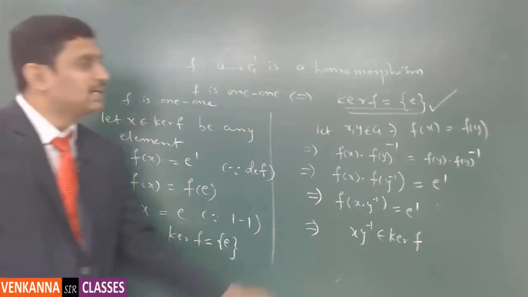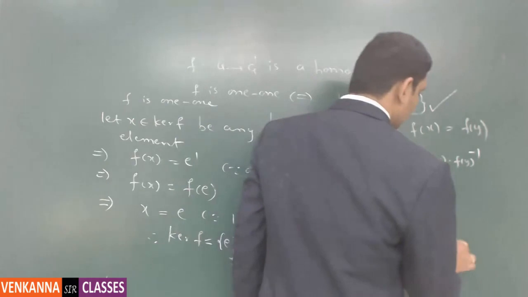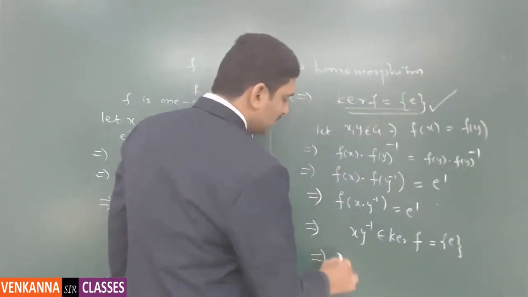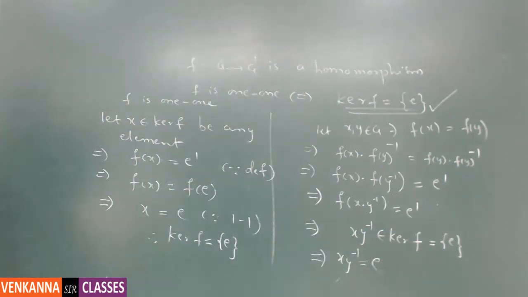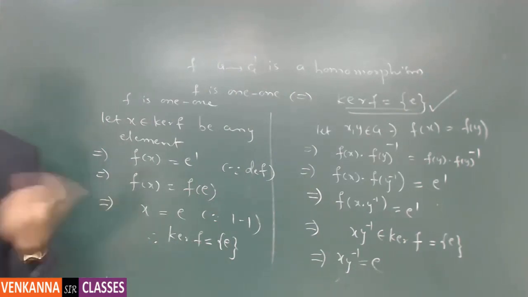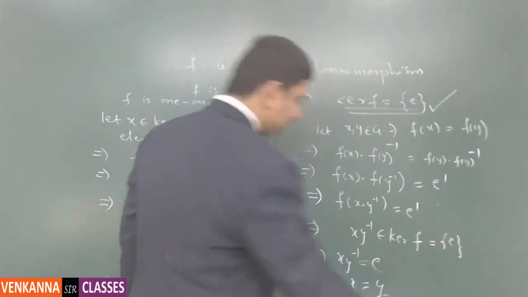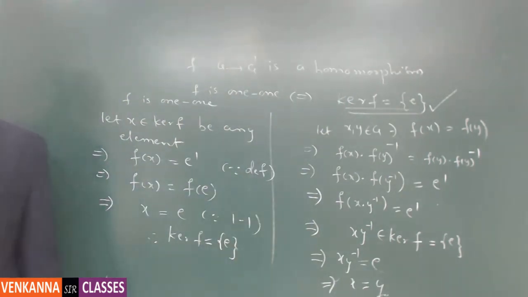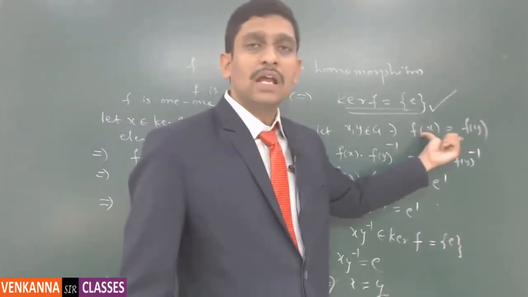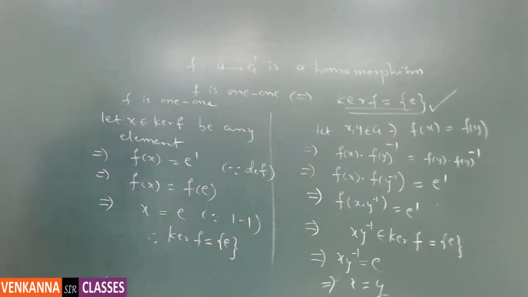As we have considered that kernel f has only one element, from this you can say x y inverse is equal to that element e. You have no other option because the set has only one element. So multiplying both sides with y, you can say that x is equal to y. Therefore, I have taken that images are equal and I proved that elements are equal. Therefore, f is a 1-1 function. So please take a note of that.